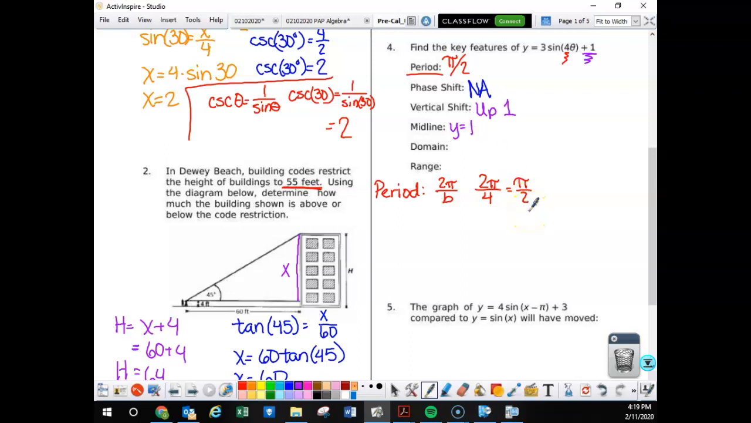Okay. Now the domain of a sine function can go on forever, right? I can make as many rotations around that unit circle, so the domain is going to be all real numbers.